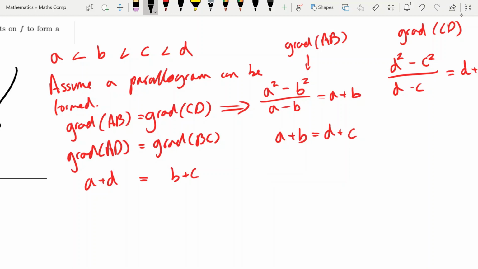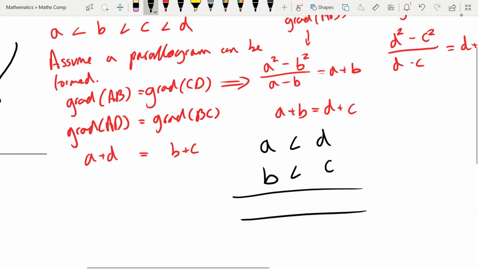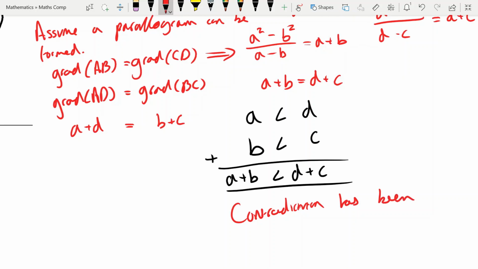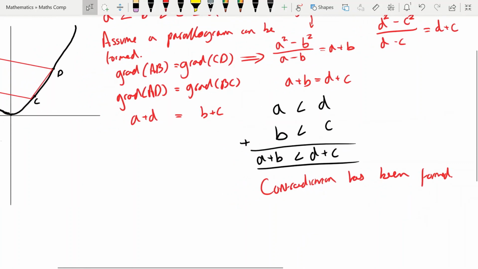We can write this like this: a is always going to be less than d, and b is always going to be less than c. So if we add these inequalities, a plus b is always going to be less than d plus c. They can never be equal. Therefore, a contradiction has been formed. Therefore, there can be no parallelogram.